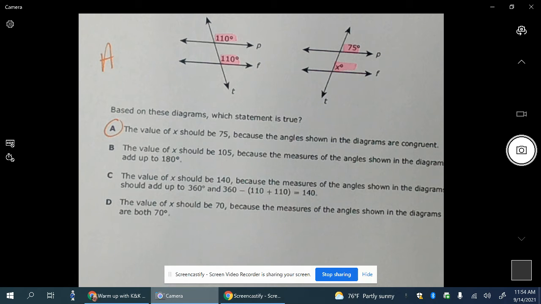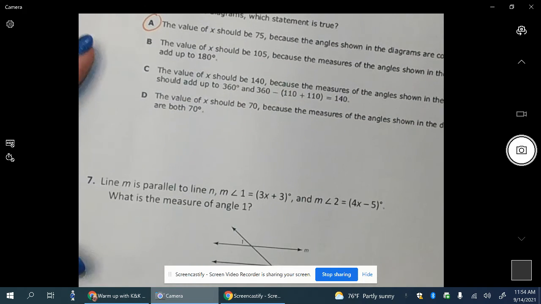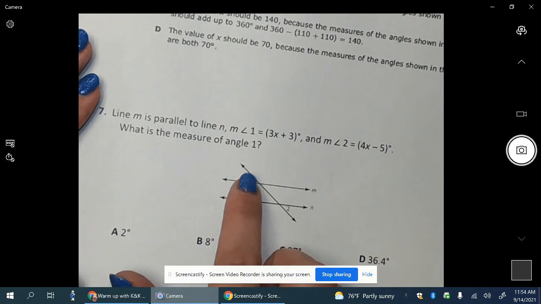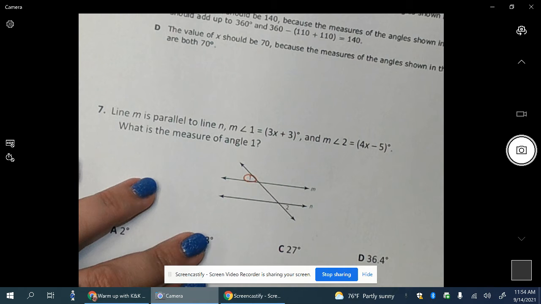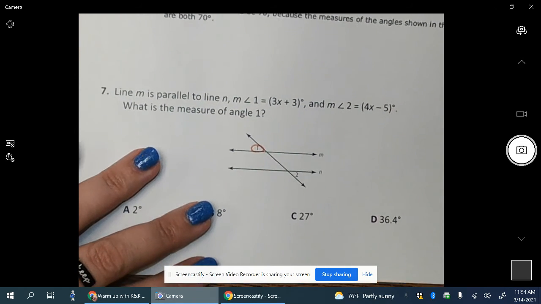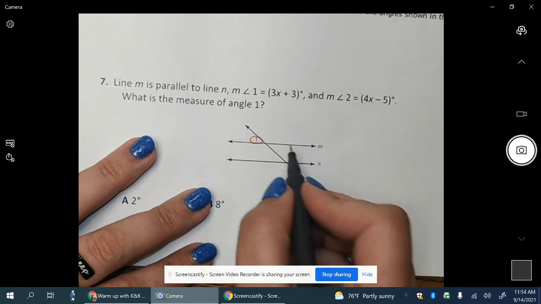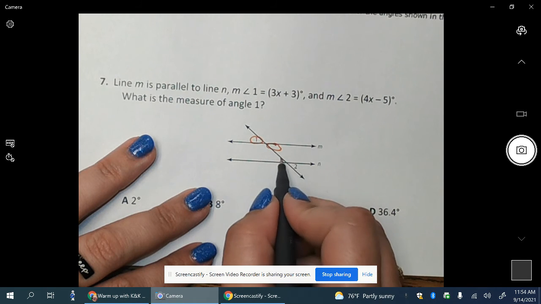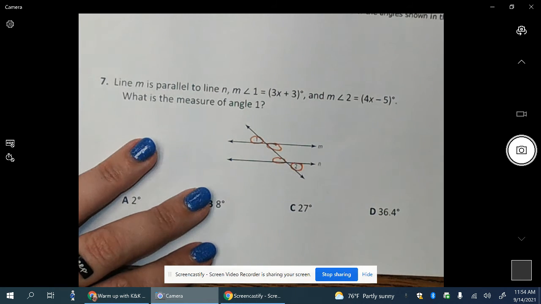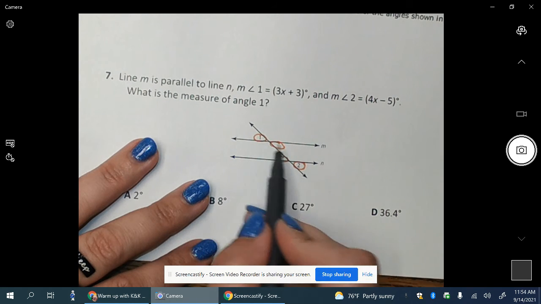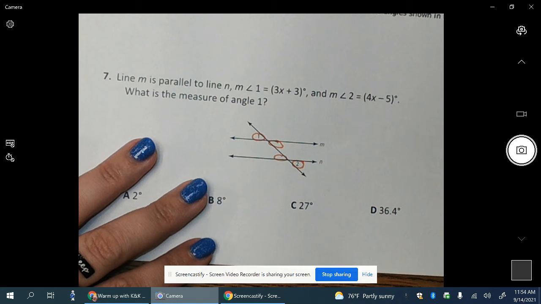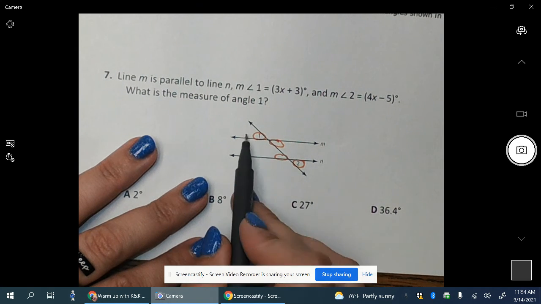Okay. Number 7. It tells you that they are parallel, it's cut. Perfect. I'm looking at angle 1 and angle 2. So circle angle 1. Is angle 2 congruent or is it supplementary? Okay, these two are congruent. So why are we saying supplementary? Okay, but are they both acute? If they're both acute, it's congruent.